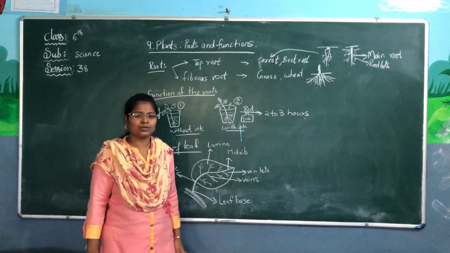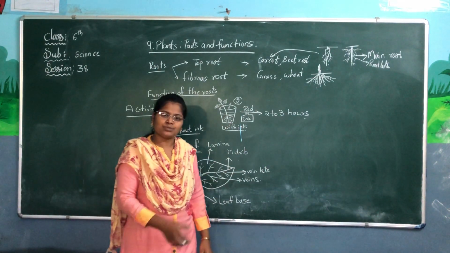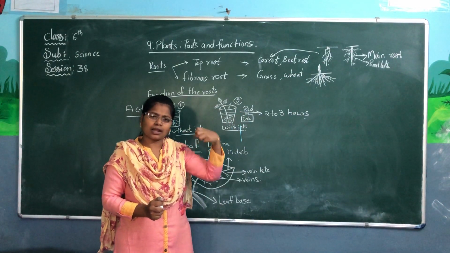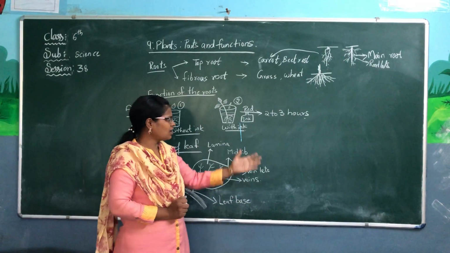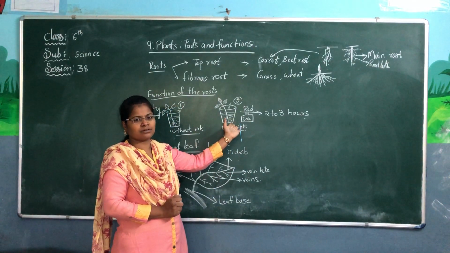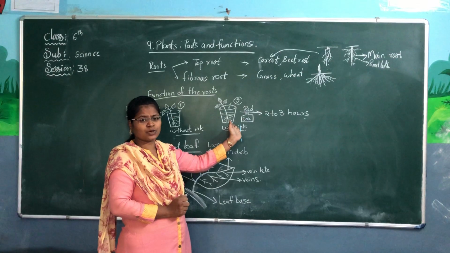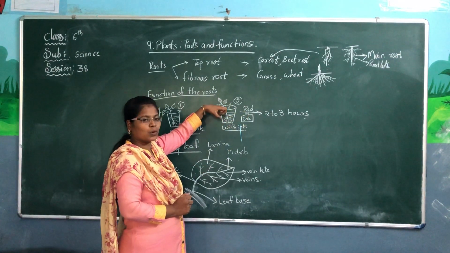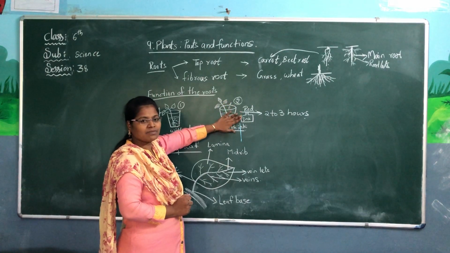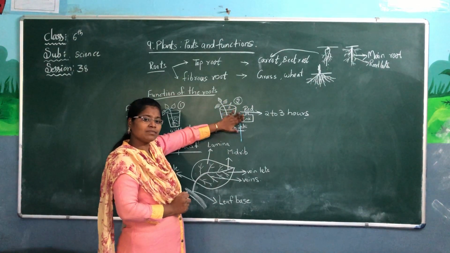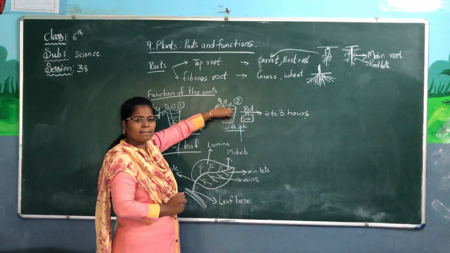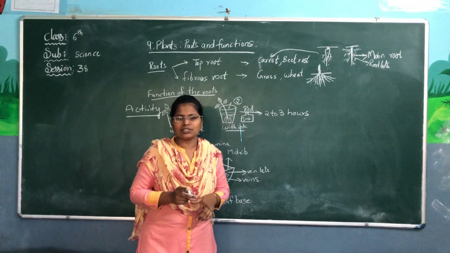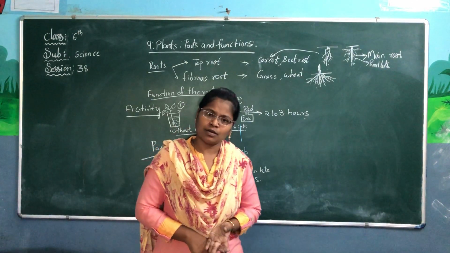By this, we can conclude that the plant is absorbing color. By seeing the color, we can say it is absorbing color also. Where is the color? In the water. If it doesn't absorb water, it won't get the color either. So by this we can say it is absorbing both water and color. That means the roots are absorbing water. Along with water, they also absorb the minerals present in the water. Now we have understood the function of the roots.